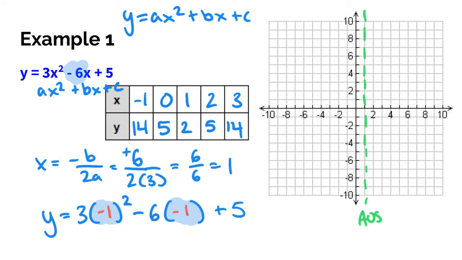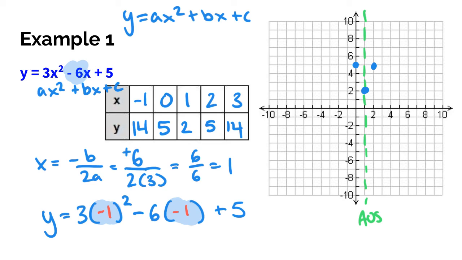So to start to plot this, I'm going to start with my vertex would be at 1 and 2. So now it's shifted up 2 as well as right 1. I would then have 2, 5. So I'm going to have 5 on both sides. And that would be at 0, 5 as well. And then I would have negative 1, 14 and 3, 14.